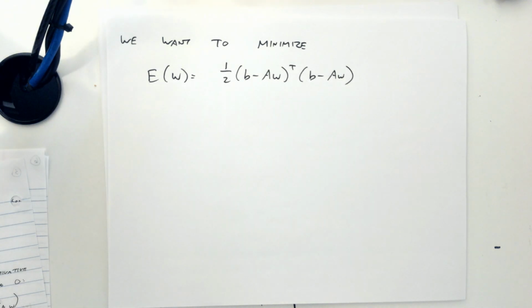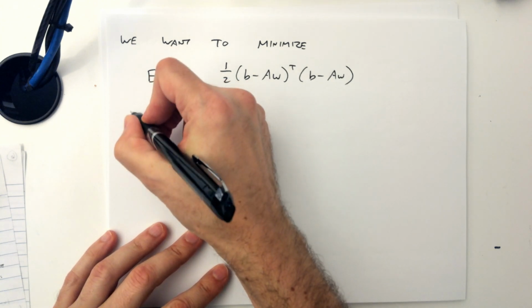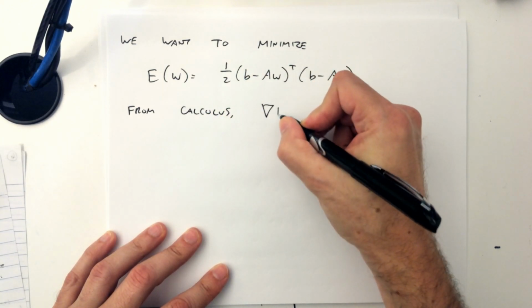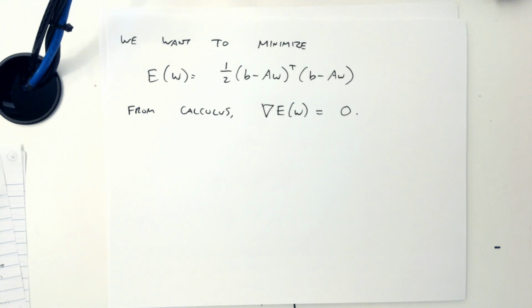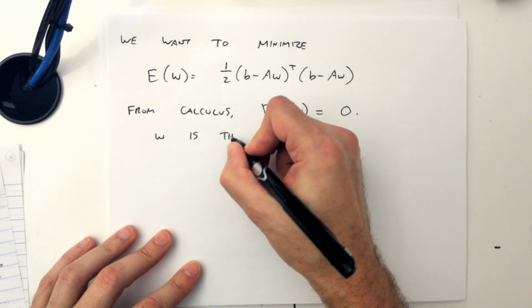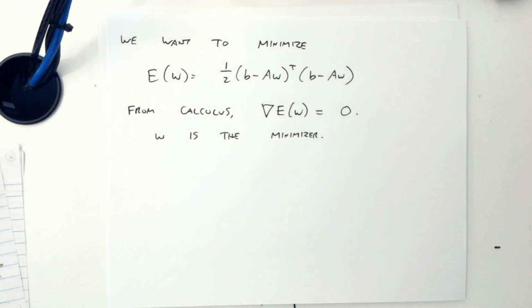Okay, so how do we actually do this? Well, again, this is calculus, right? Take the gradient and set it equal to 0, just like any other function. So from calculus, we have to take the gradient of E and set it equal to 0. That place is going to be where we get our minimizer. So this W is the minimizer. And remember, this E of W is a single number, so I should be able to take the gradient of that number with respect to my vector.